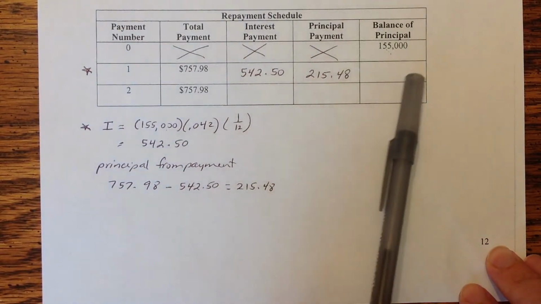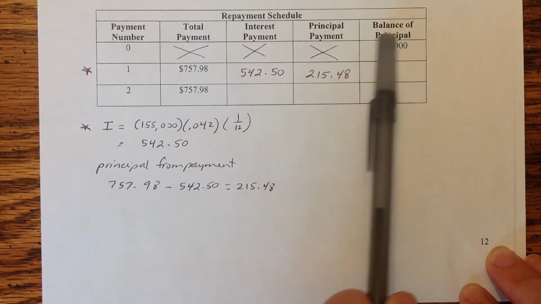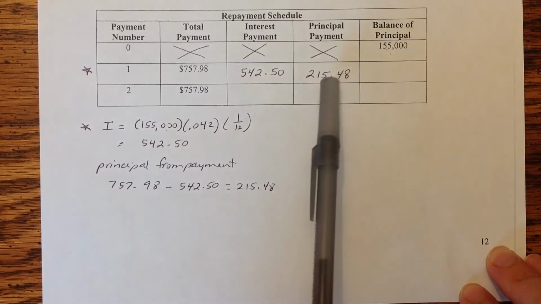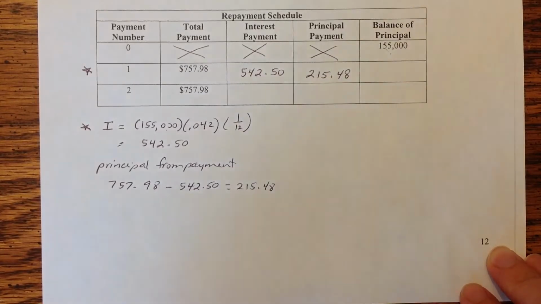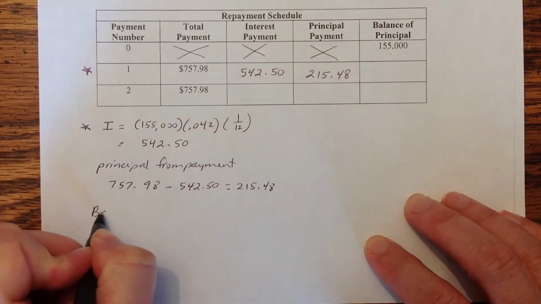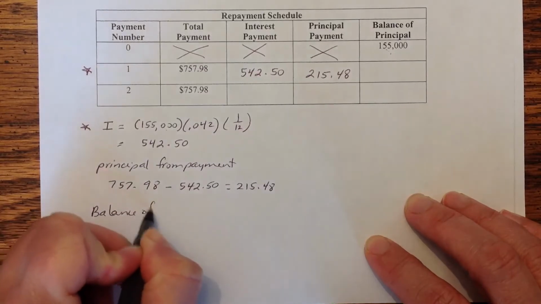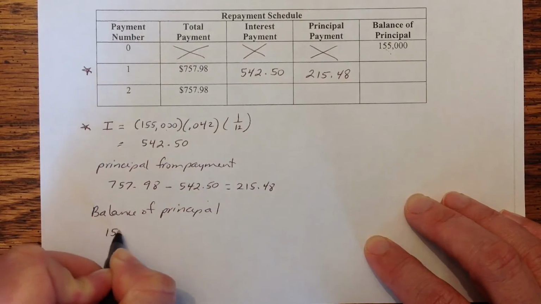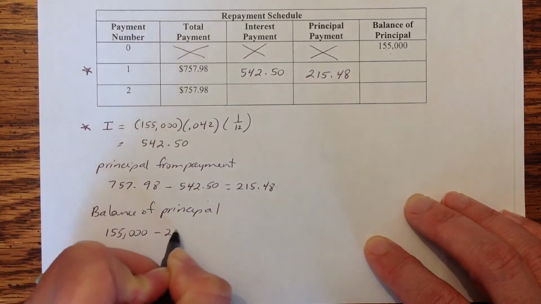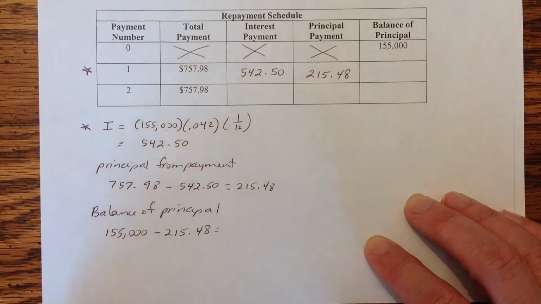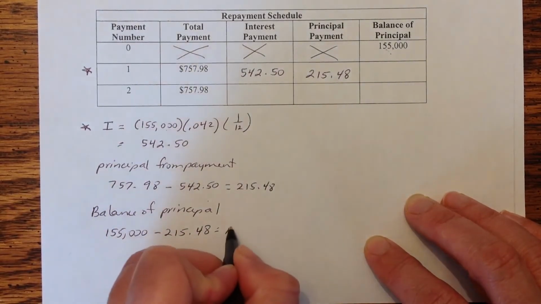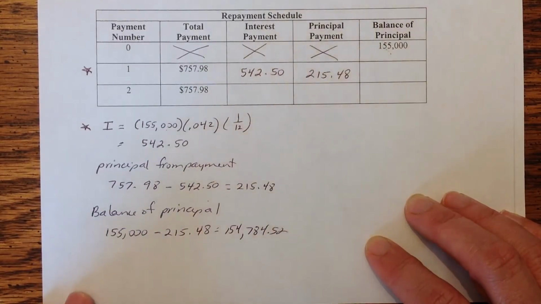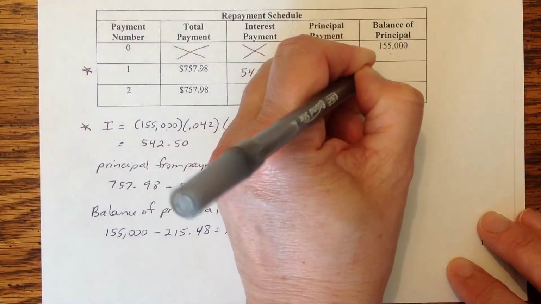Now this box is what is left of this big number. Well, what's left of this large number is what you get when you subtract this little bit of principal off. So the balance of principal is 155,000 minus 215.48. And you get 154,784.52. So still pretty large.